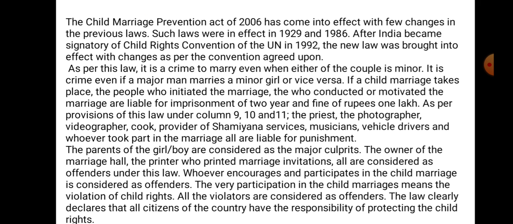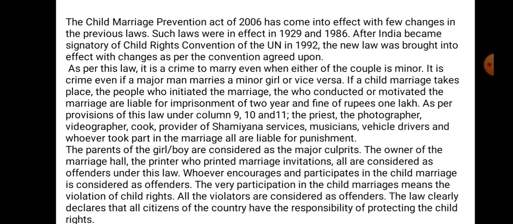Firstly, the Child Marriage Prevention Act was introduced in the year 2006, which is applicable to all the states in India. This act came into effect making certain changes in the previous law. Such laws were in effect in 1929 and 1986 also, but India became a signatory of the Child Rights Convention in the United Nations Conference, which was held in 1992. As per this new law, it brought a lot of changes and the convention was agreed.